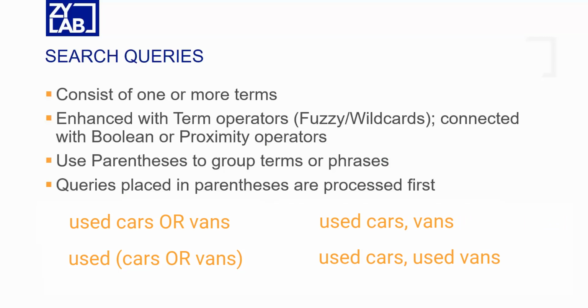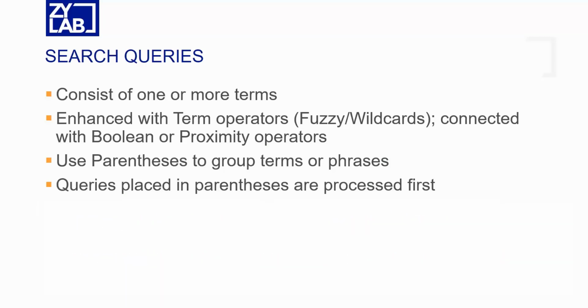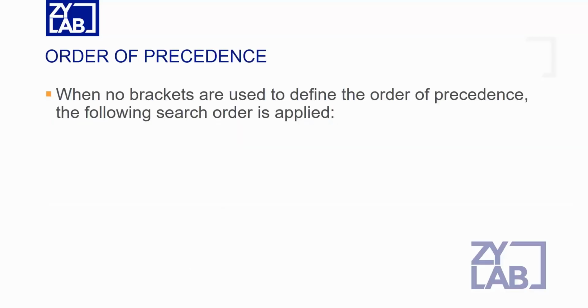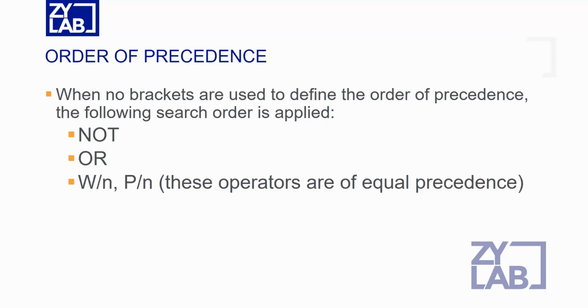Queries placed between the parentheses are processed first. When no parentheses are used to define the order of precedence in the query, the following default order is applied: not, or, the within and precedes operators are of equal precedence, and then finally the to operator.